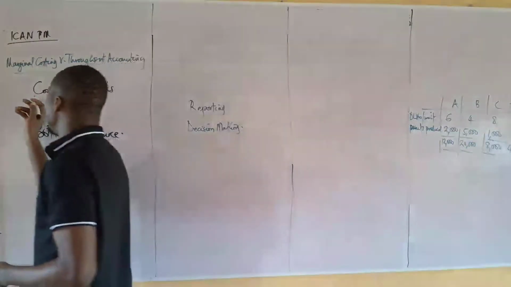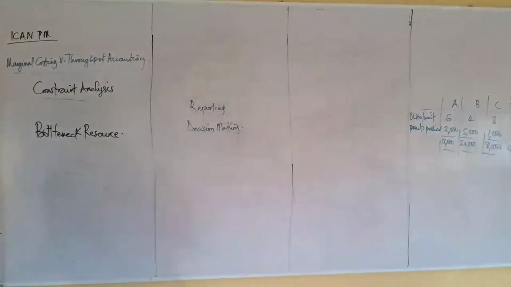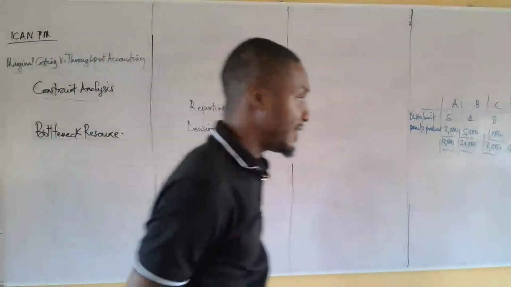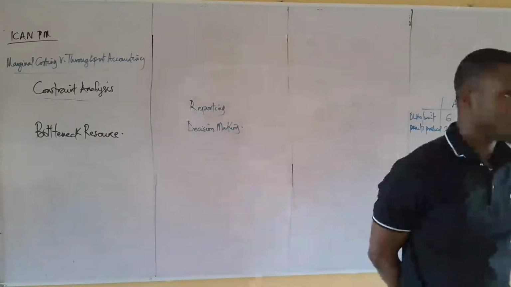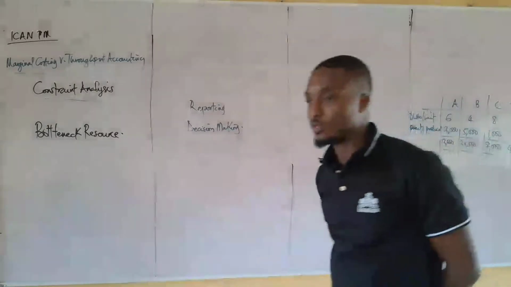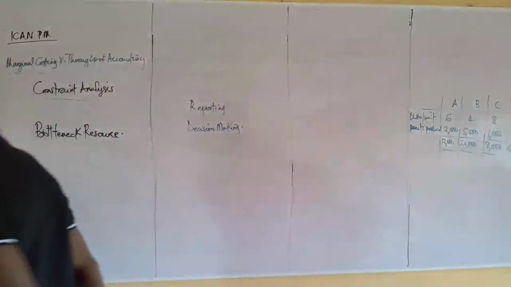Now remember I told you this can be done using marginal costing. Now, first, step one, identify the bottleneck resource. Let me give us an instance.